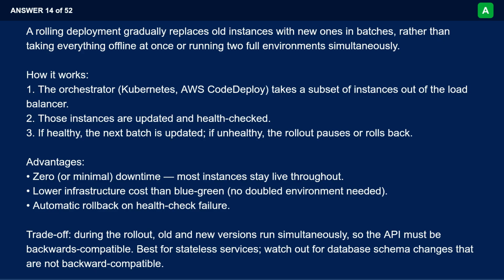Trade-off: during the rollout, old and new versions run simultaneously, so the API must be backwards compatible. Best for stateless services: watch out for database schema changes that are not backward compatible.